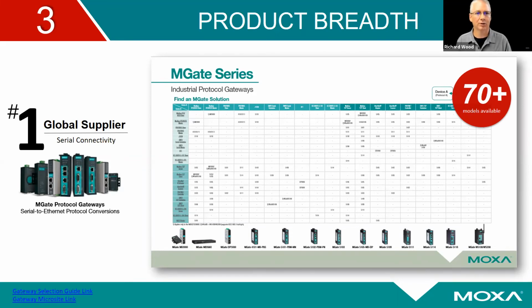Just simply go to the column on the left-hand side, find the protocol that you're trying to convert from, go across the top, find the protocol that you're trying to convert to, and where the two meet is the model that you need. We found this is a very easy way to help people get up and running quickly.